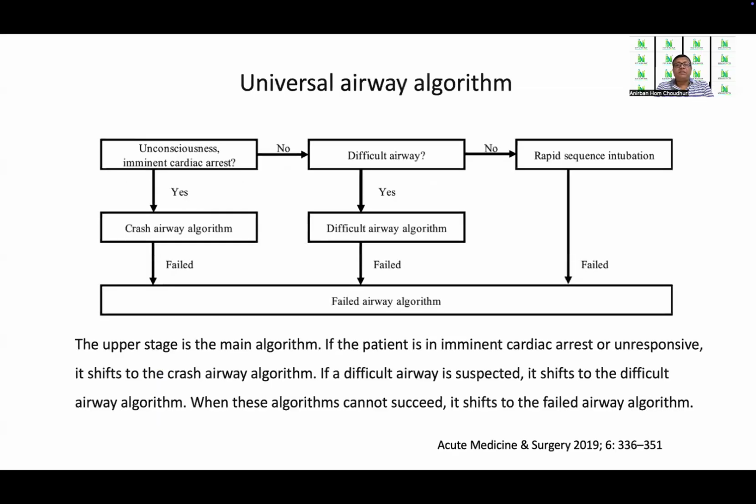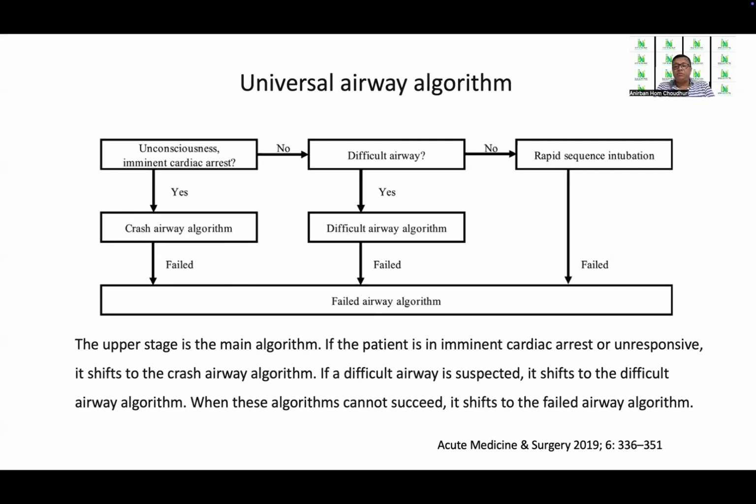So, in all such cases, it is important to follow the universal airway algorithm. The first step is to assess whether the patient is unconscious or whether there is any foreseeable imminent cardiac arrest. If the answer is yes, the patient shifts to the crash airway algorithm. If the answer is no, the patient needs to be checked for whether there is any likelihood of difficult airway. If the answer is yes, the patient moves towards the difficult airway algorithm. If the answer is no, the patient moves towards rapid sequence intubation.